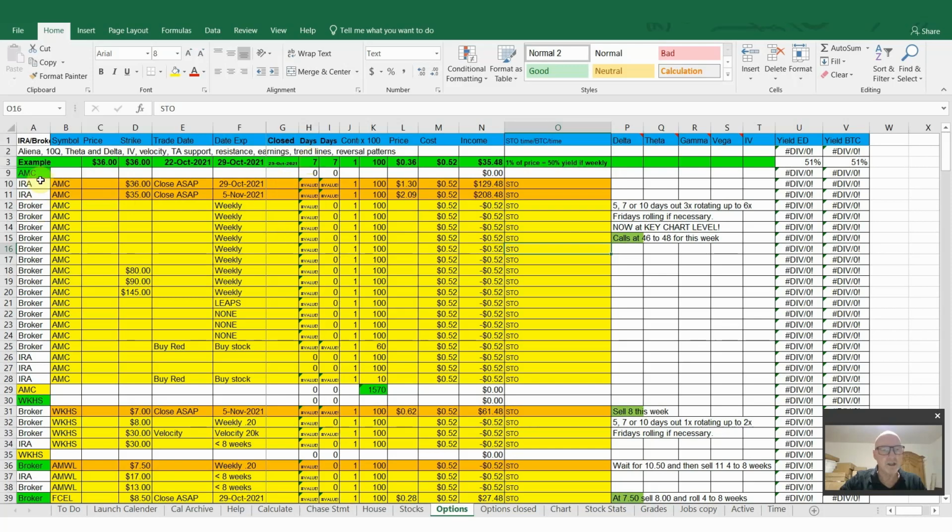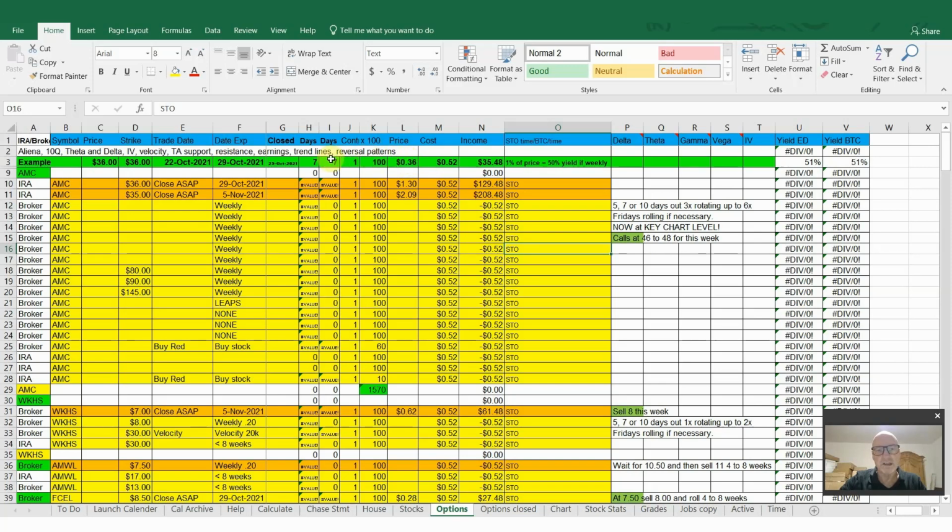Primarily, I do weeklies. Here's my strategy for next week and stuff like that. You have 7 days and you close it in 7 days. You have 1 contract, which is 100 shares. You sold it at a price of 36. So where did the price come from? The 36, I just made it up in my head.